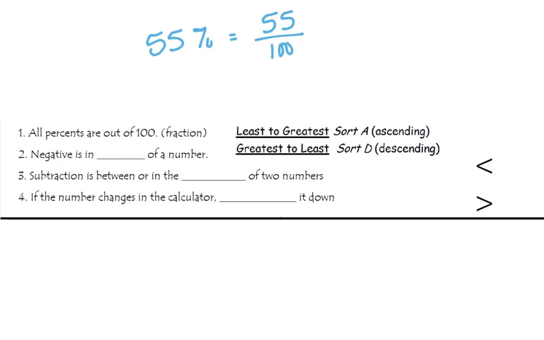All right, so negative is in front of a number, so that would be like a -2 or a -3. Subtraction is between or in the middle of two numbers, so that would be like 2 minus 3. So there's a difference between a negative sign and a subtraction sign, especially in your calculator. And then if the number changes in the calculator, write it down.